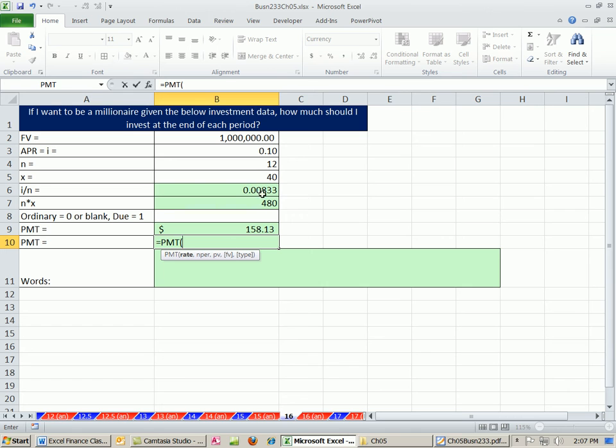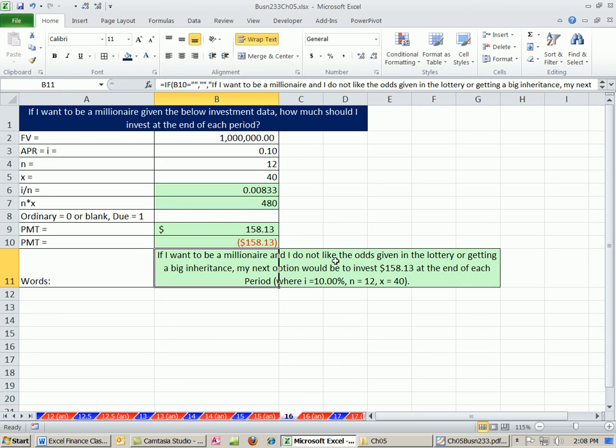All right, our rate, it's our period rate. Our NPER, that's our total number of periods. Our present value, well, we don't have any money in the account at time 0, so we're not going to use that. In the bond chapter and in other examples, we use that, but not here. The future value, that's the amount that we want to solve for. I'm going to close parentheses and enter.